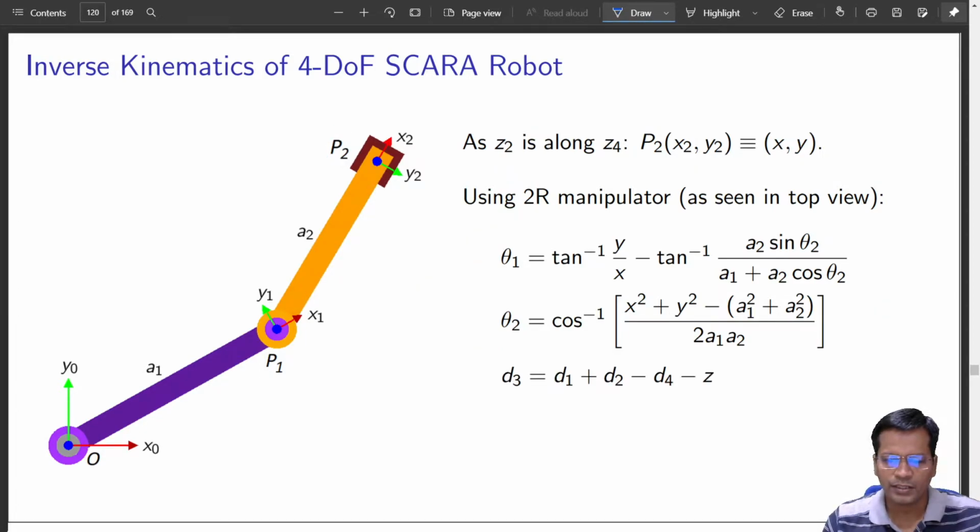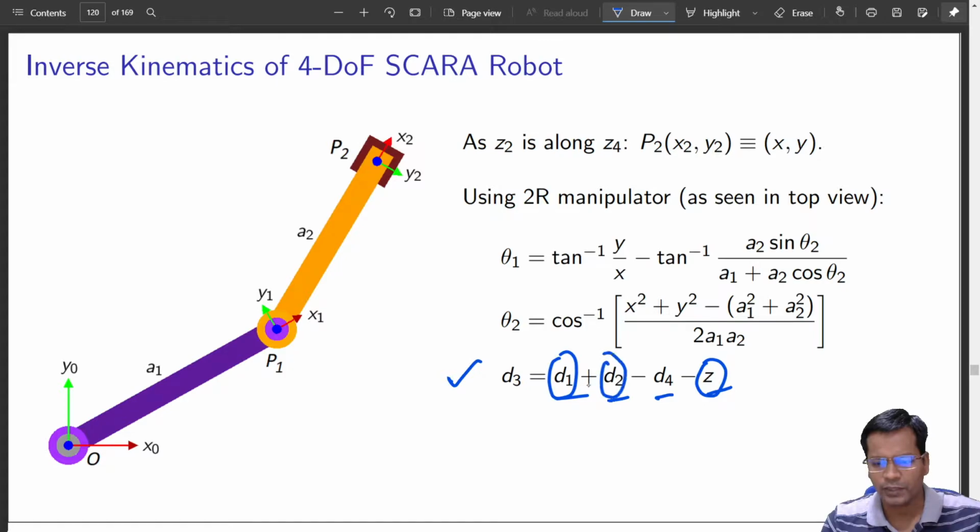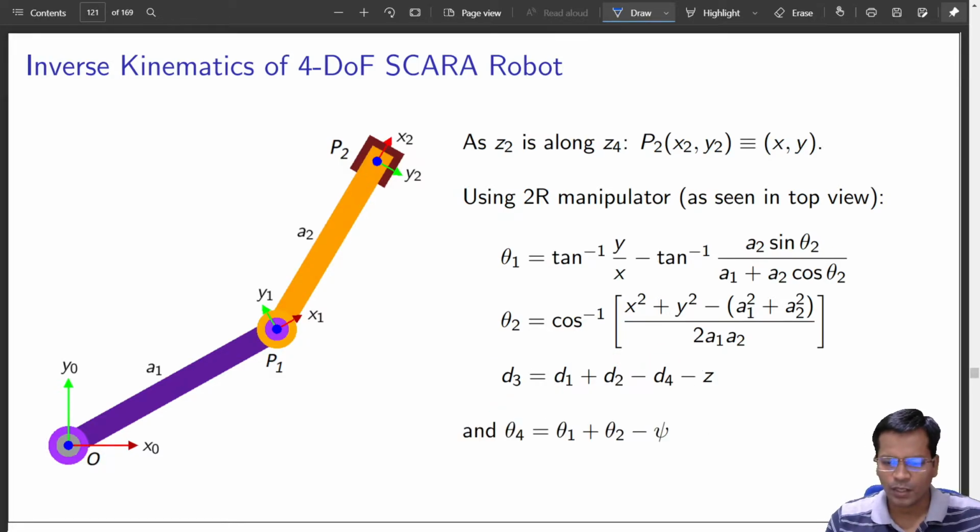Next comes D3. As I have said, it can directly be evaluated using D1 plus D2 minus D4 minus Z. So Z is known, D1 and D2 are known as well, D4 is also known, all these by structure, and this is by the given variable. So this is known. Now coming to the last thing, theta 4.